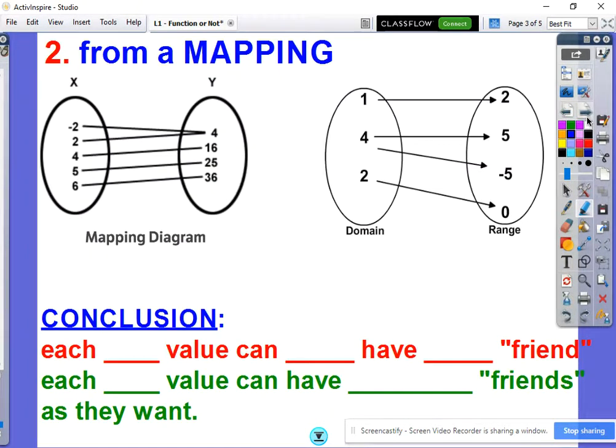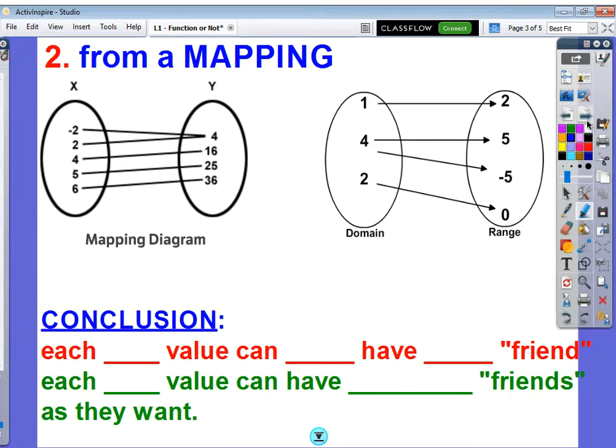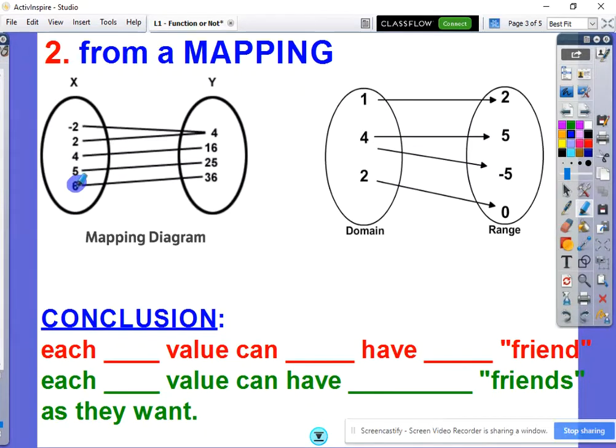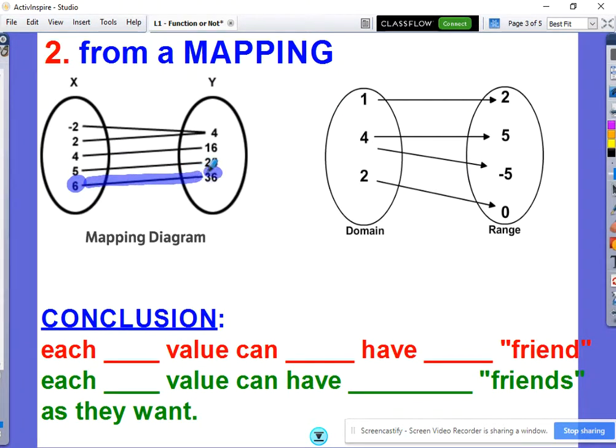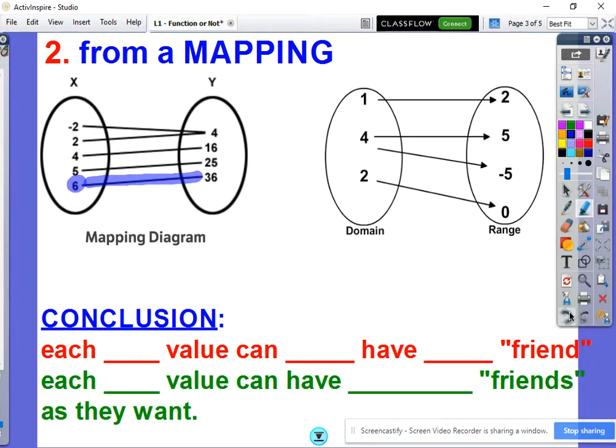So let's move on. Let's take a look at from a mapping. This is what mappings mean. Mappings basically take an x coordinate like this 6 and map it to this 36. That means that 6 is going to 36. It's mapped to it. Okay.